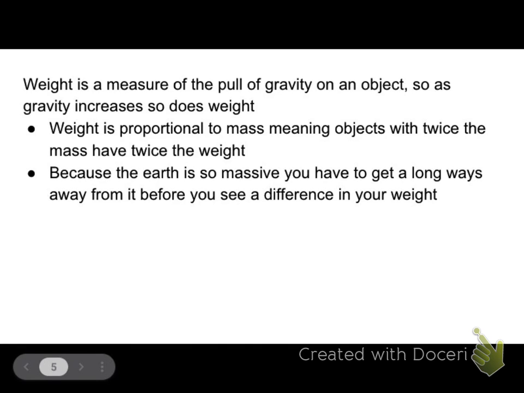Because the Earth is so massive, you would have to get a very, very long way away from the surface of the Earth before you saw a difference in your weight. The astronauts that are living on the International Space Station, that's miles above the surface of the Earth, are still close enough that their weight really has not changed that much. You would have to get way far away from the Earth, out from the pull of its gravity, in order to see a significant change in your weight.